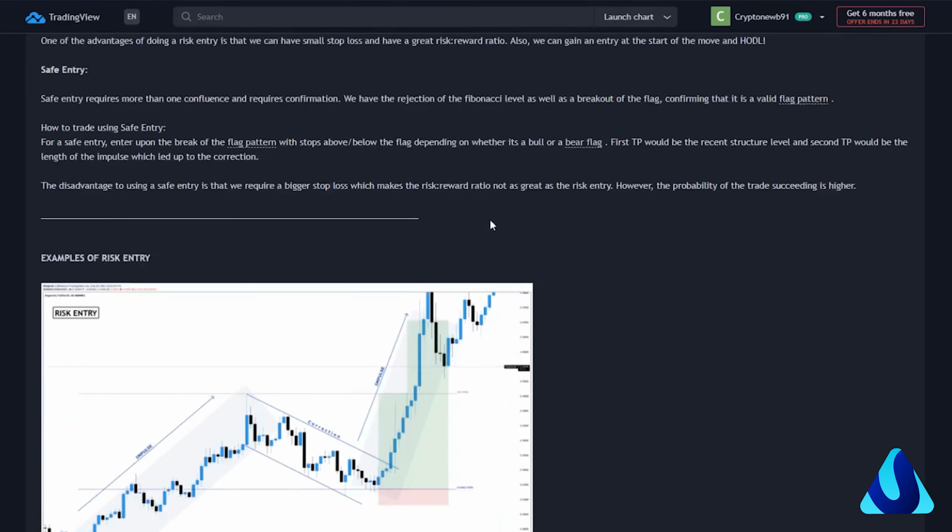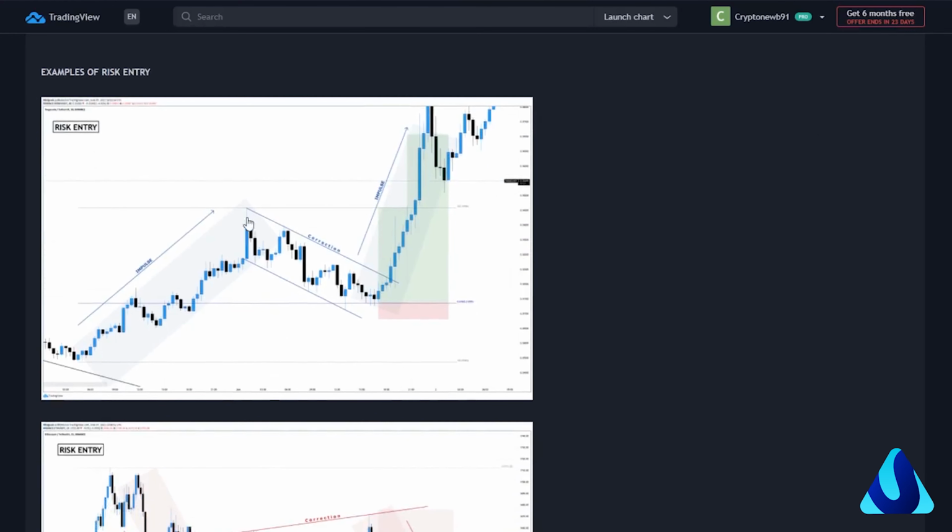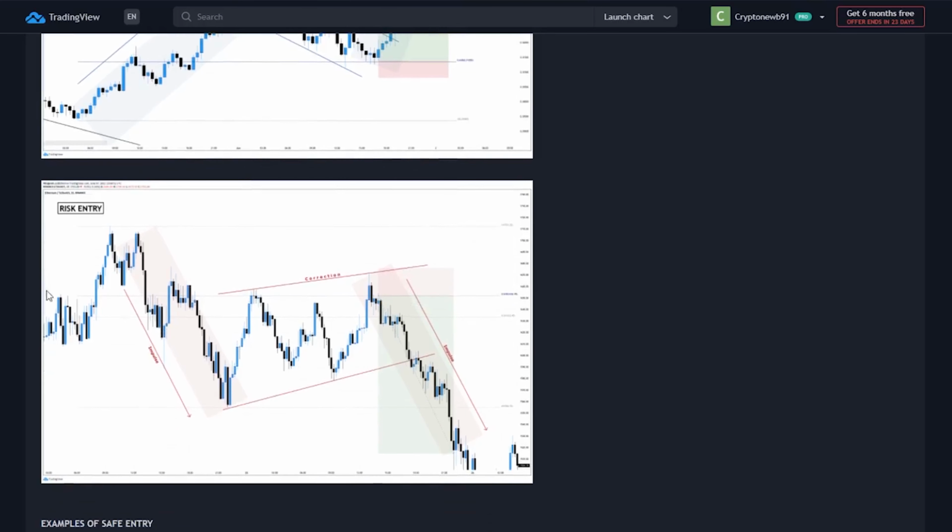So let me just show you some examples of a risk entry here. So here is the same setup. Here's your impulse move, then we see a correction, and as you can see, we're creating that flag here, and there's the flagpole. So what we're looking for essentially is potentially this key area here and here. As you can see, this is our stop loss, and what we're looking for is a move or the new impulse essentially starting here as well. Here's another example on the opposite side.